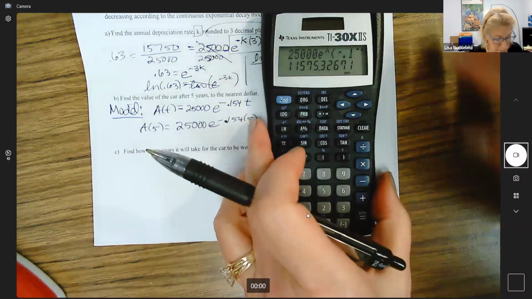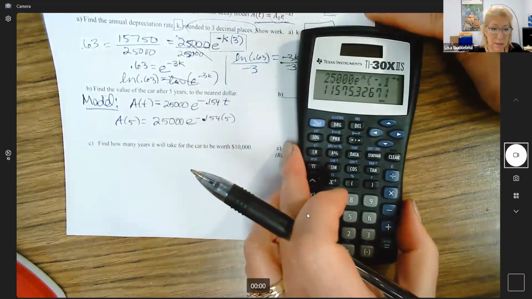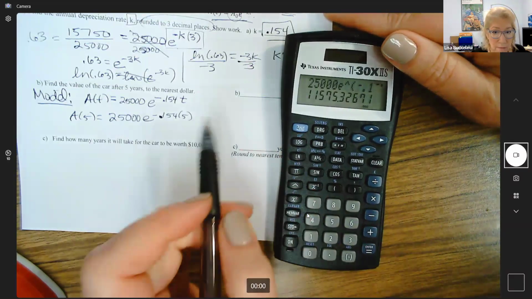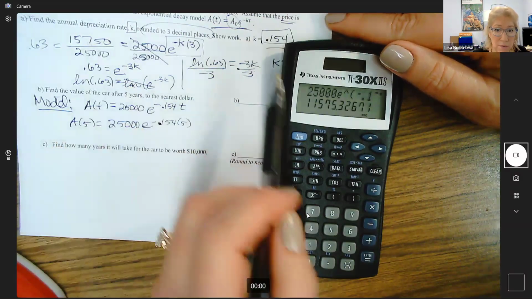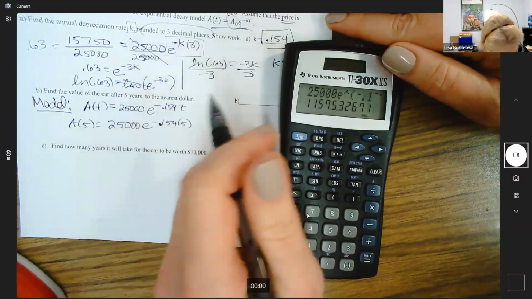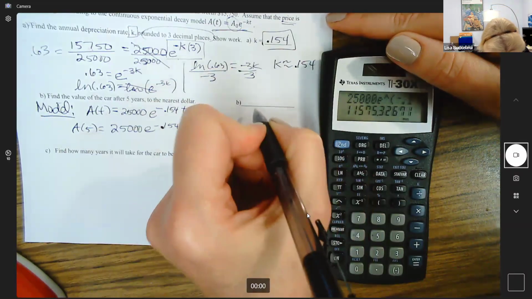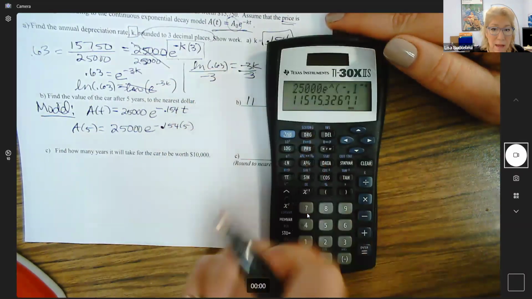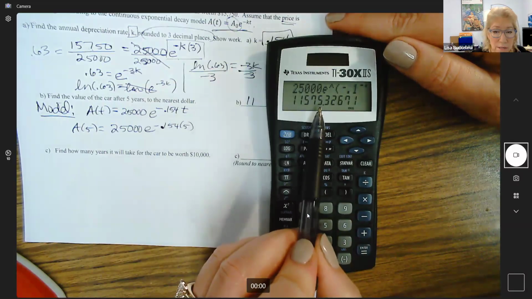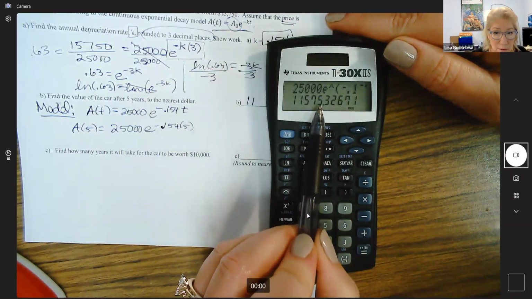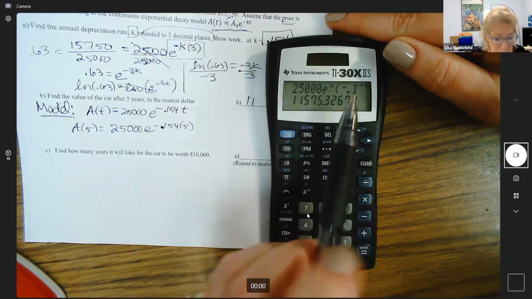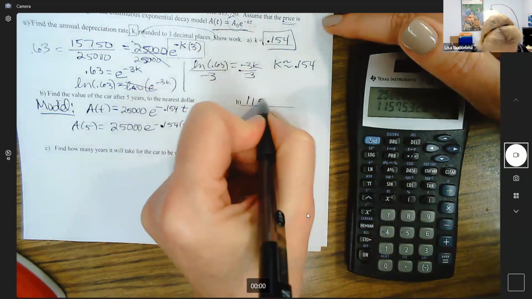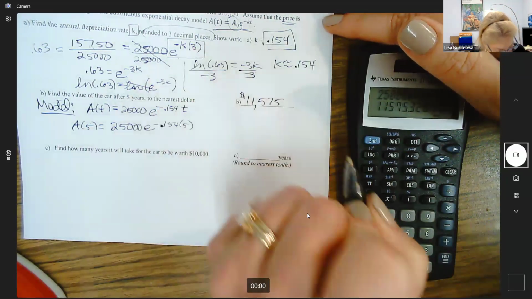According to this, that's how much it's going to be worth in 5 years, which makes sense. In 3 years, it was worth 15,000 and something. So a few years later, it's worth a bit less, 11,000 something. Let's round this to the nearest dollar, it says. So 11,575. The nearest dollar is the nearest ones place in front of the decimal. So we have to round all the values up to the decimal, and the 5 is not going to round up because it's followed by 3. So that's how much it's going to be worth to the nearest dollar in 5 years.